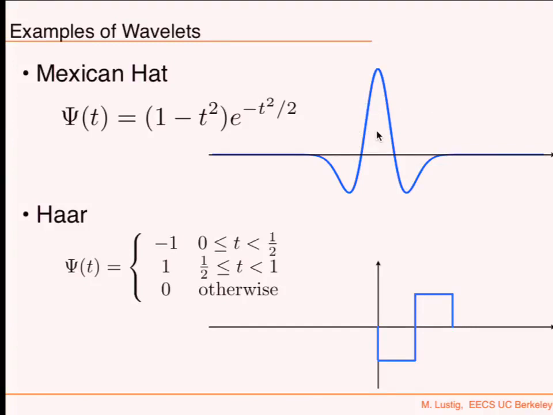Here's another function. This is a Haar wavelet. And this is actually the wavelet that we're going to be discussing. It's the simplest one. And it's really easy to compute in discrete time. Okay. The Haar wavelet is defined as minus 1 between 0 and half, and 1 between half and 1. Okay? So it looks like this.